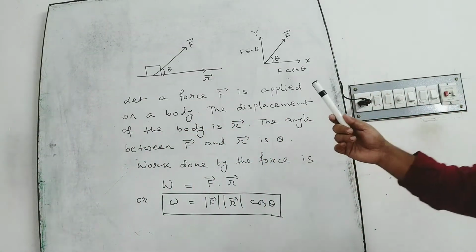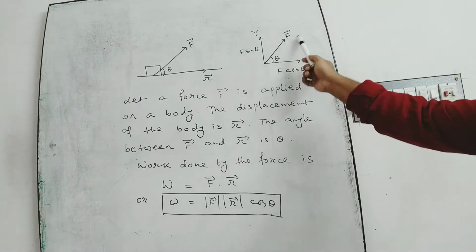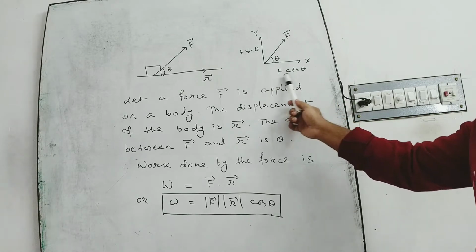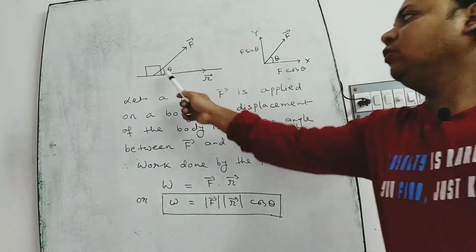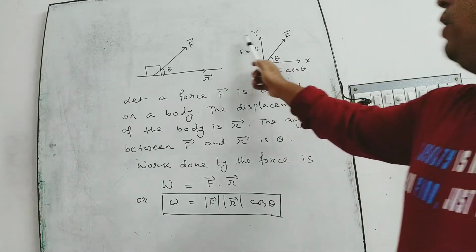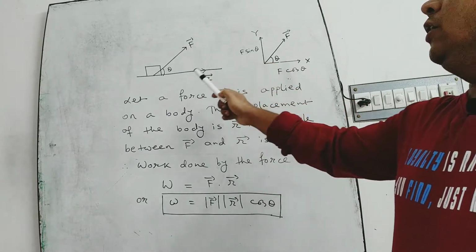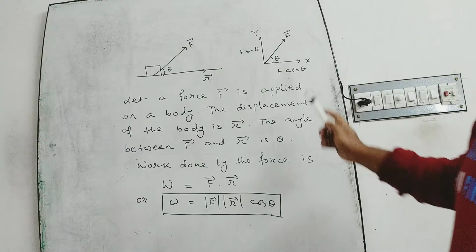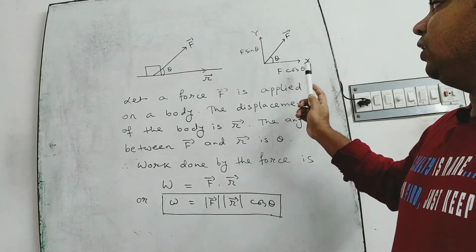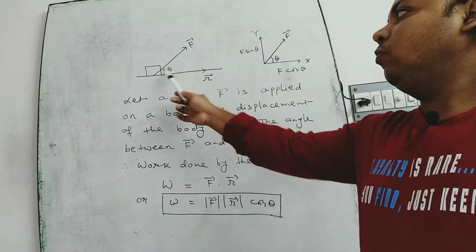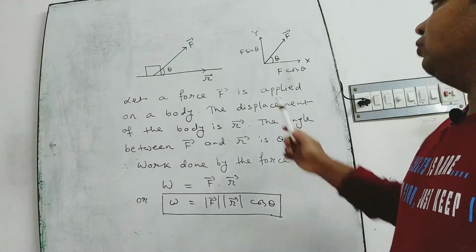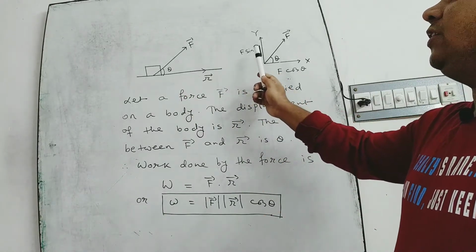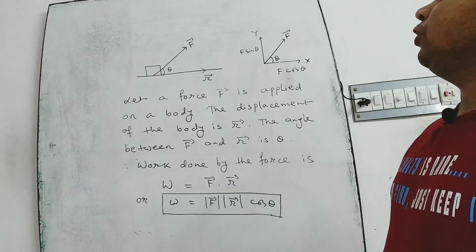You know that we can resolve the F vector into two mutually perpendicular components. The F cos theta component acts along the displacement of the body and the F sin theta component acts in the normal direction of the displacement of the body. Therefore, the component of the force F cos theta is responsible for displacing the body along the r direction. But the component of the force, that is F sin theta, has no role in displacing the body.